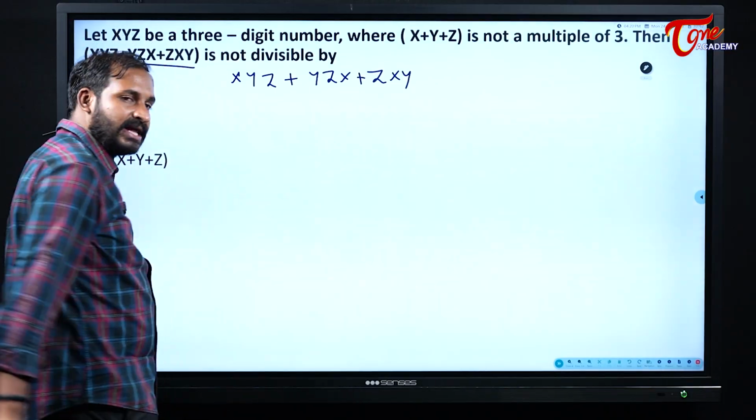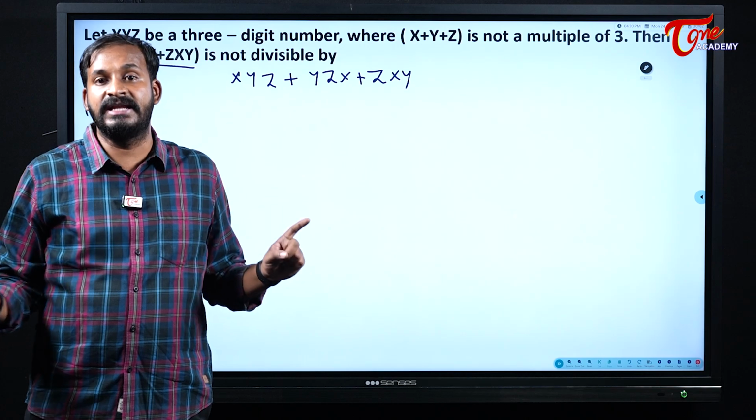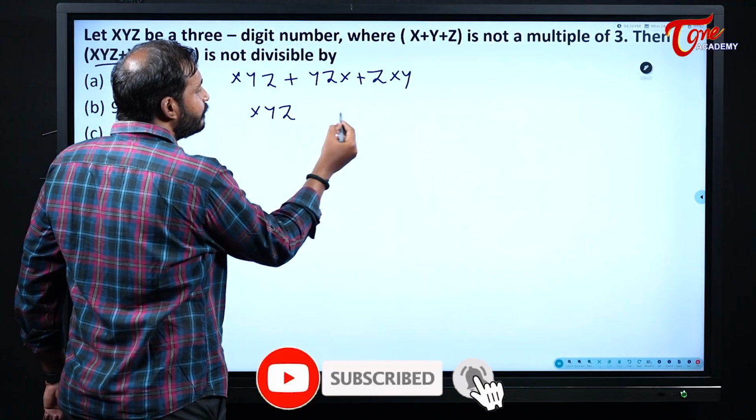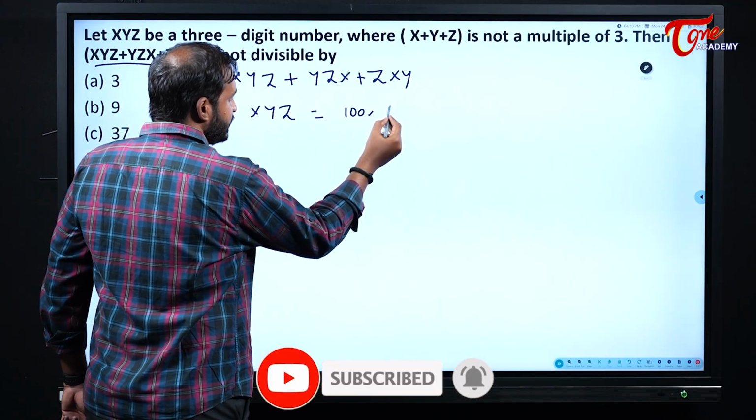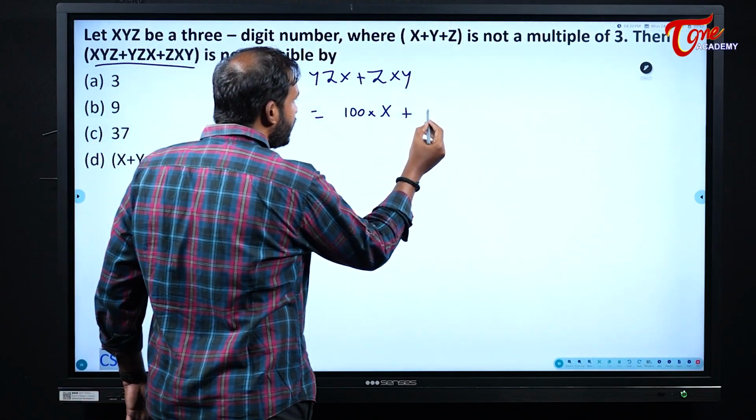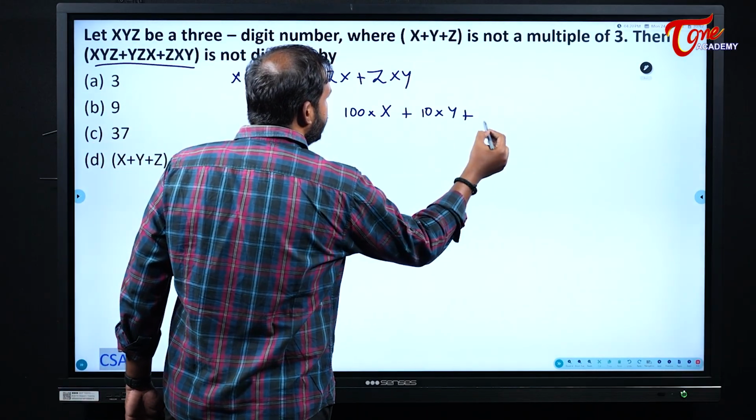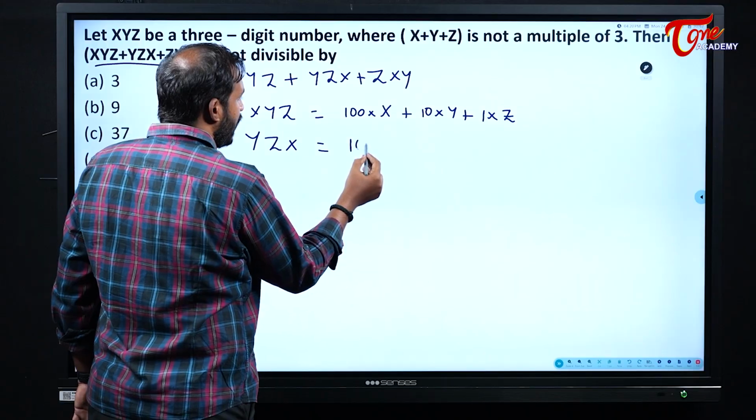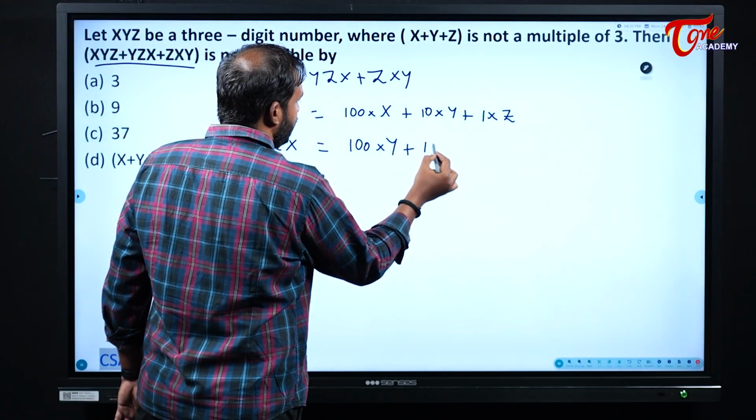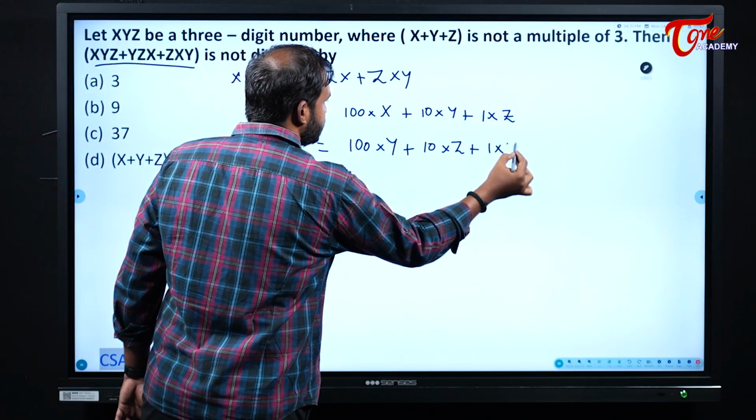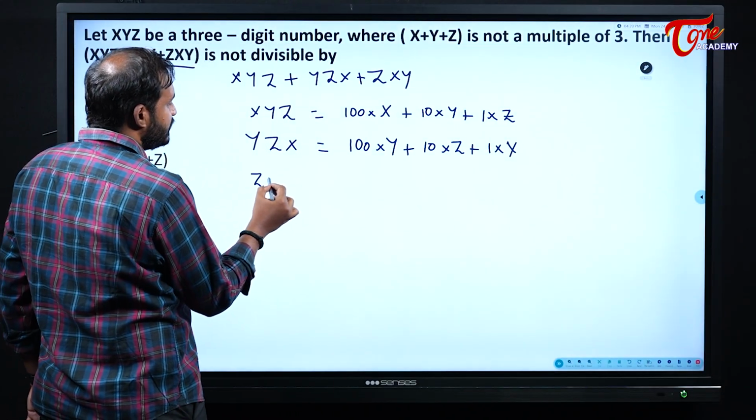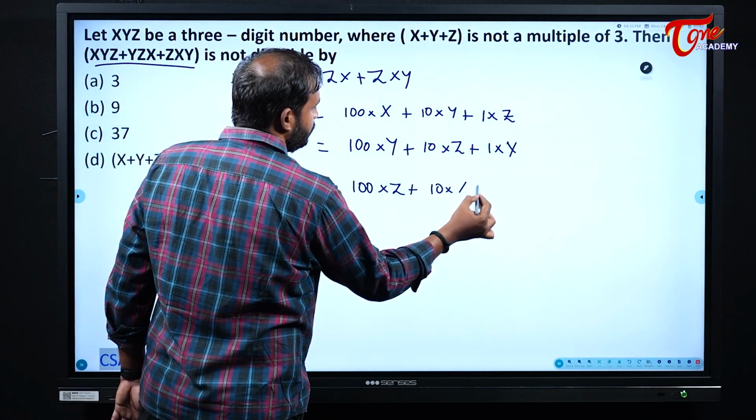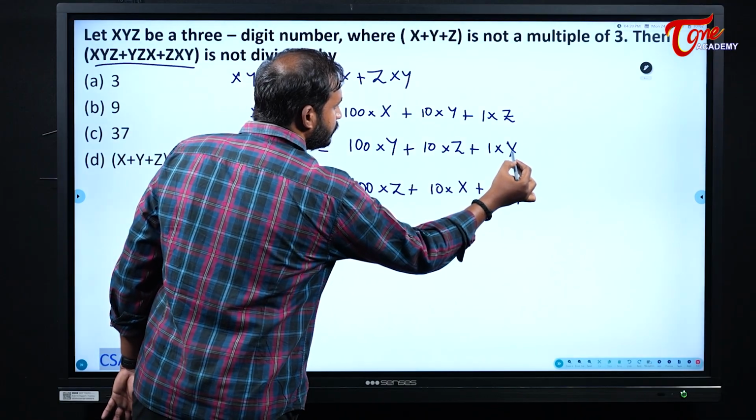But when you are performing any mathematical operation, you need to expand them and then only do the operation. So what can I write for xyz? It is in the hundreds place, so 100 into x, plus y is in the tens place, so 10 into y. And z is in the units place, so 1 into z. Next, yzx: 100 into y plus 10 into z plus 1 into x. Next, zxy: 100 into z plus 10 into x plus 1 into y.